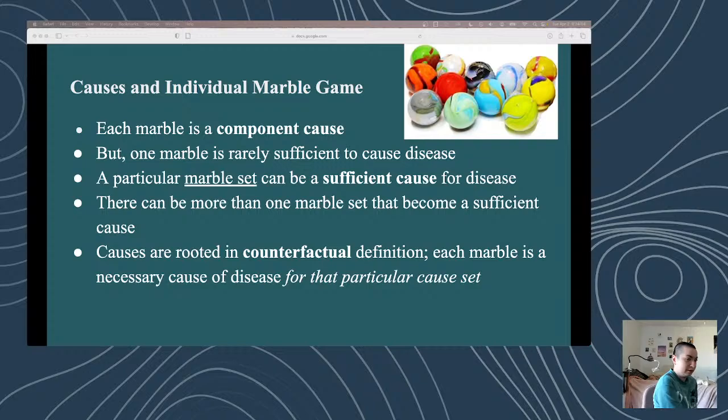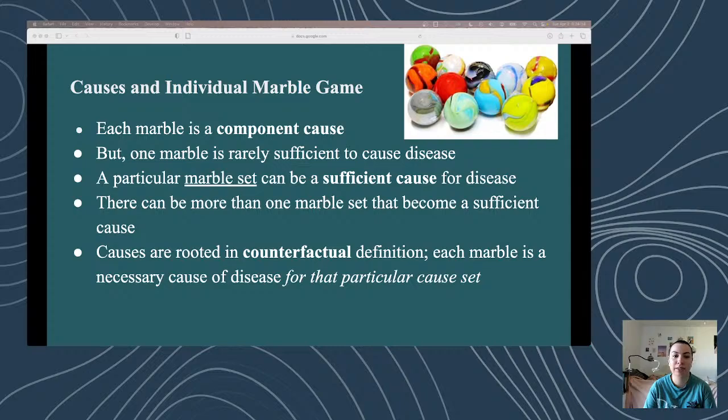Okay, there you go. There can be more than one marble set that becomes a sufficient cause. In practice, like I said, it's not just going to be obesity, poor diet, whatever you mean by that, and low physical activity. It's not always going to be those 3 marbles for everyone. It could be family history, smoking, poor diet. Right? We'll go over that example. We have a picture of that example.